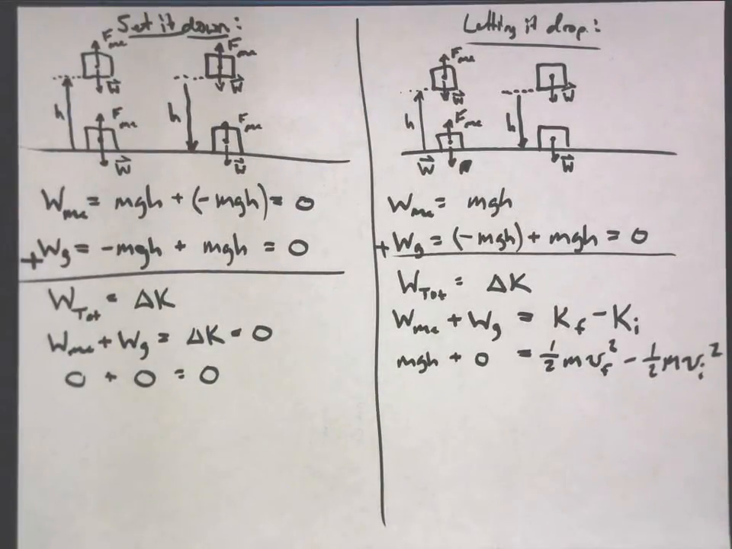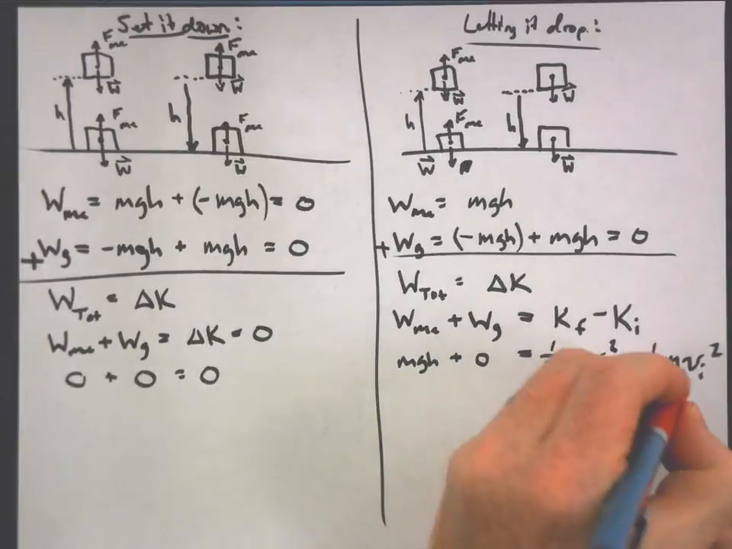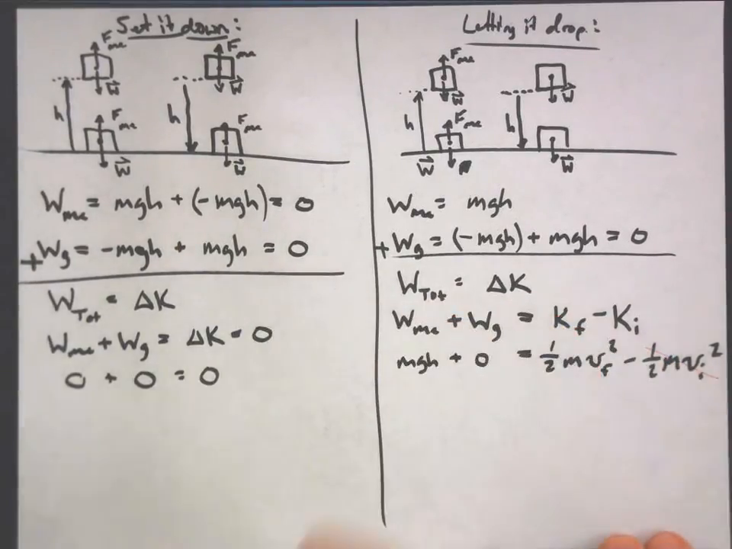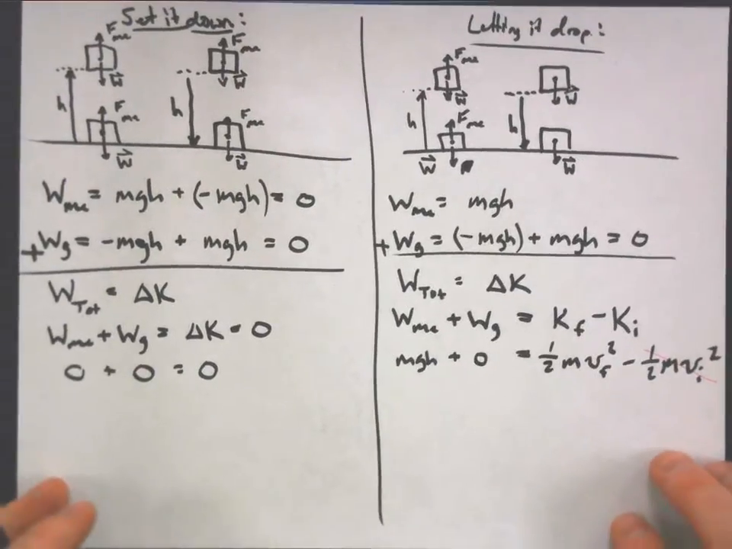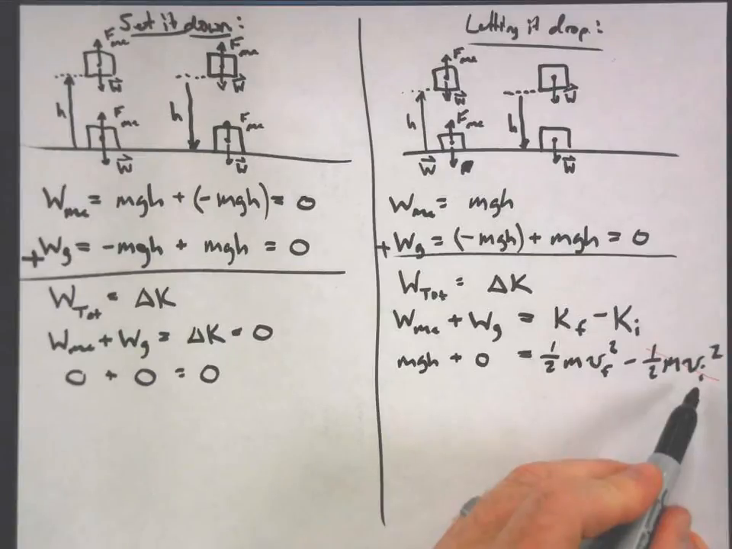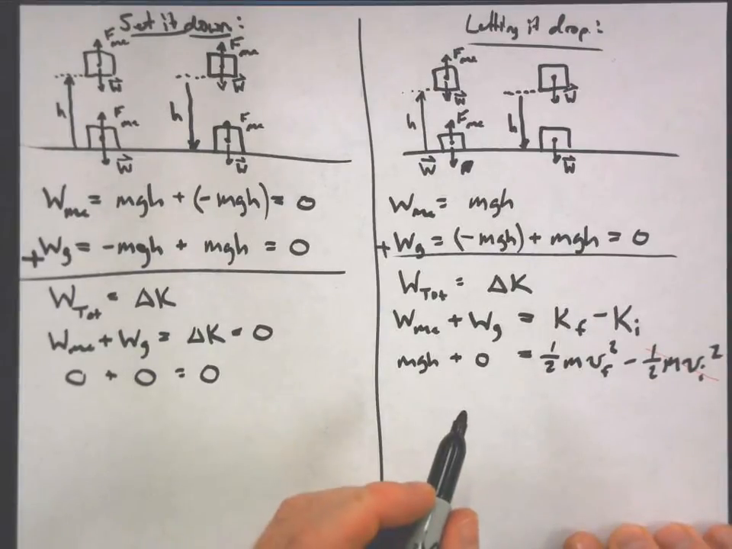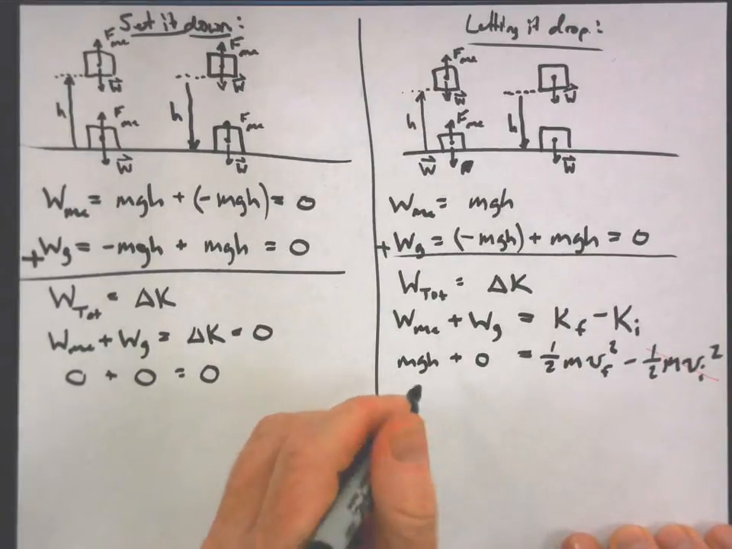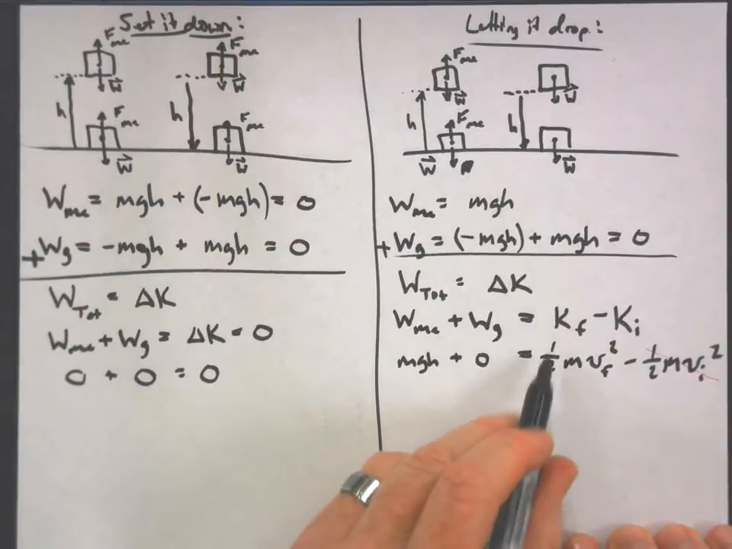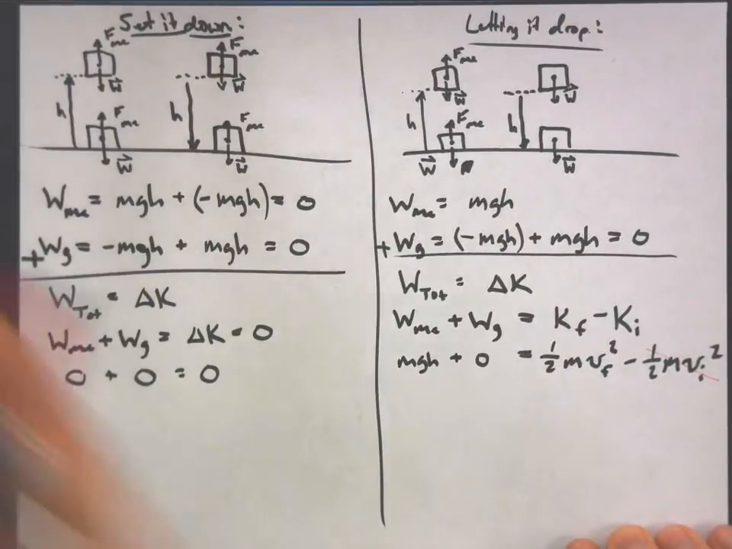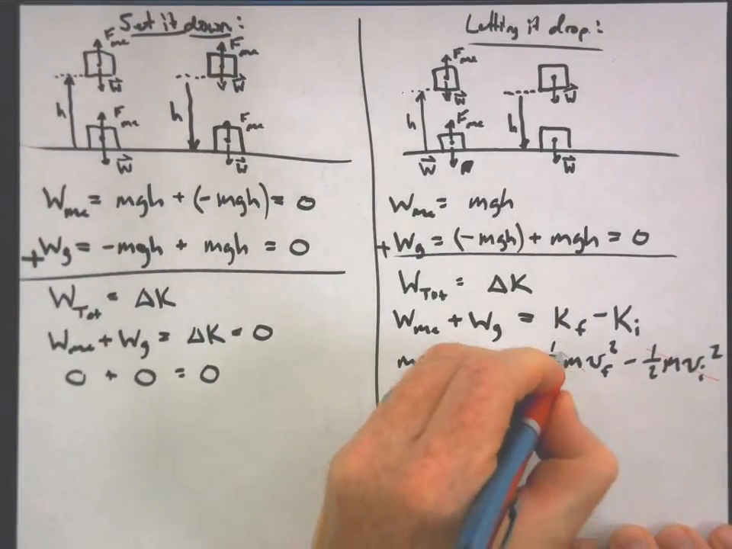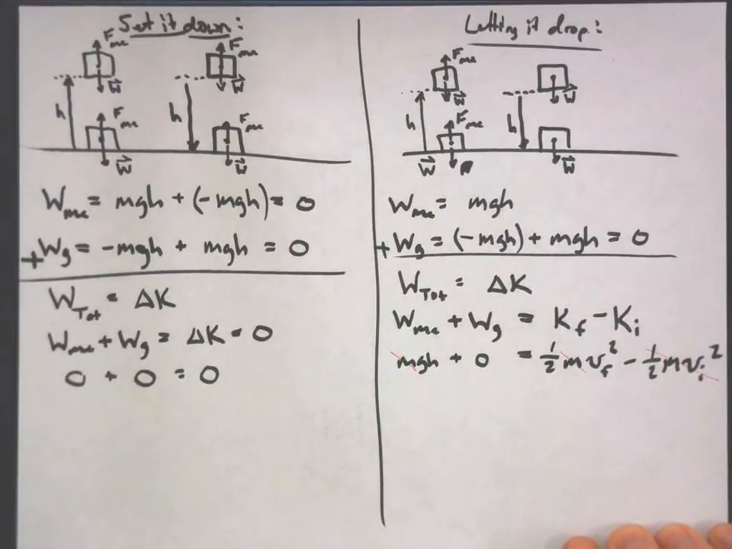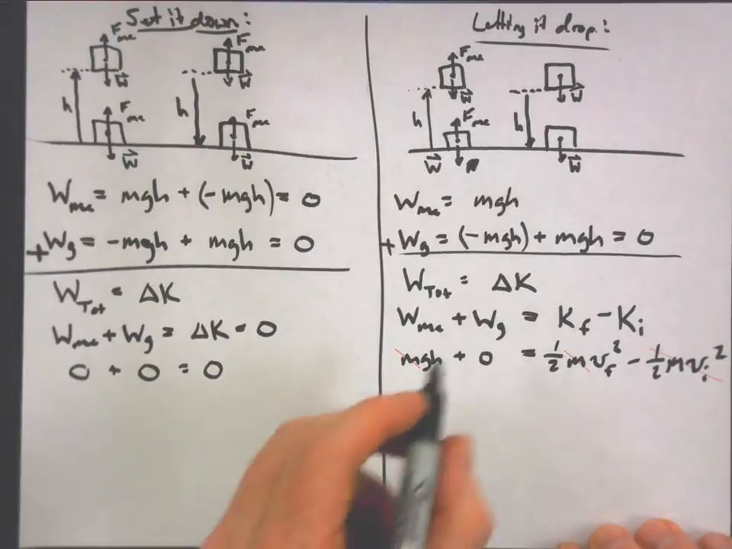Let me use a thinner pen here. So that term, is that right? Yes, that's right. Let me gather my thoughts here. My initial velocity at the top was 0. So what ends up happening is I've got mgh equals 1/2 mv final squared. Notice something else: m cancels. It seems to be independent of the mass of the object.